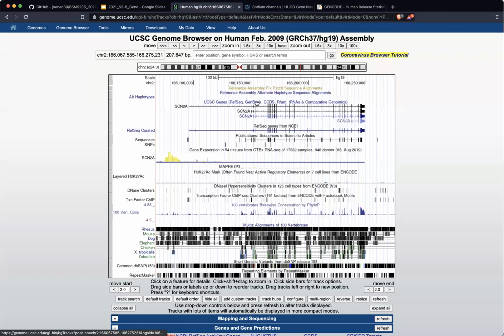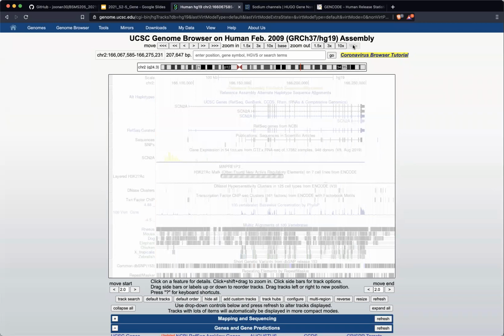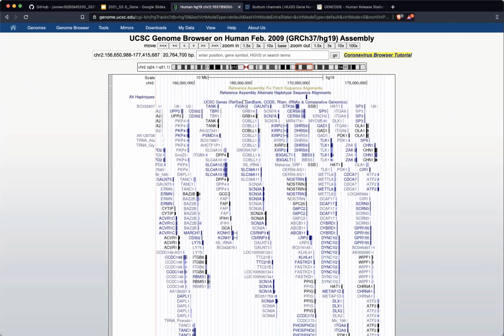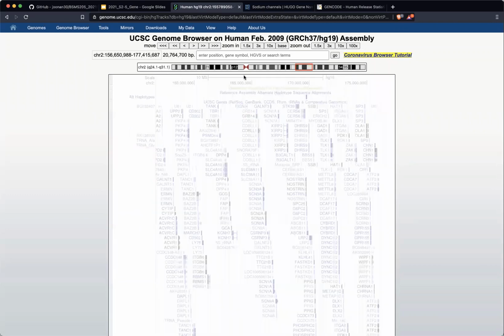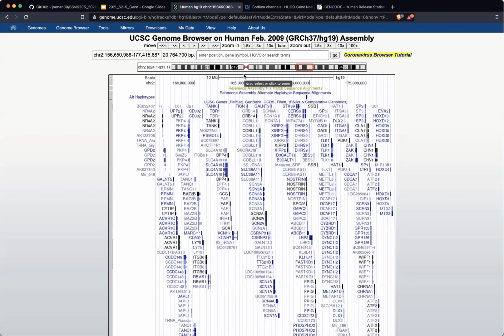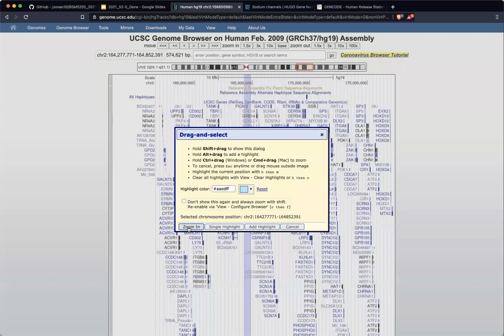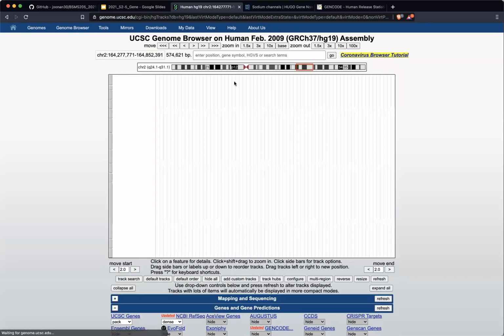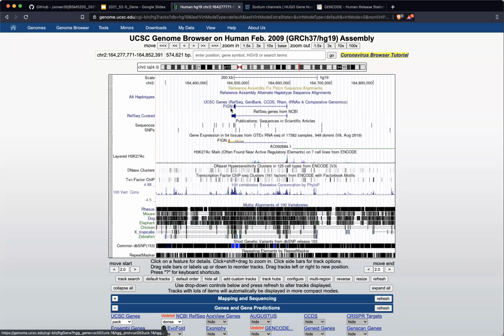But if you go to other genes, let's find out which gene has the reverse direction. Some of the genes have the reverse direction. Probably this one. Let's drag it. Okay, the FIGN gene has the reverse direction, right?